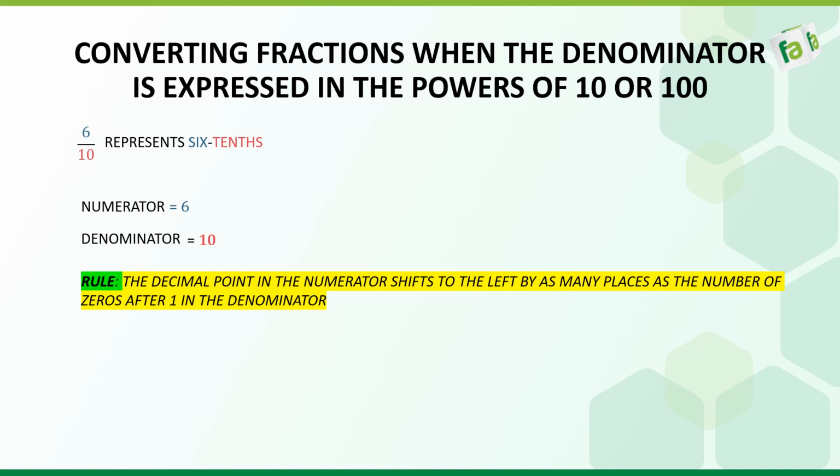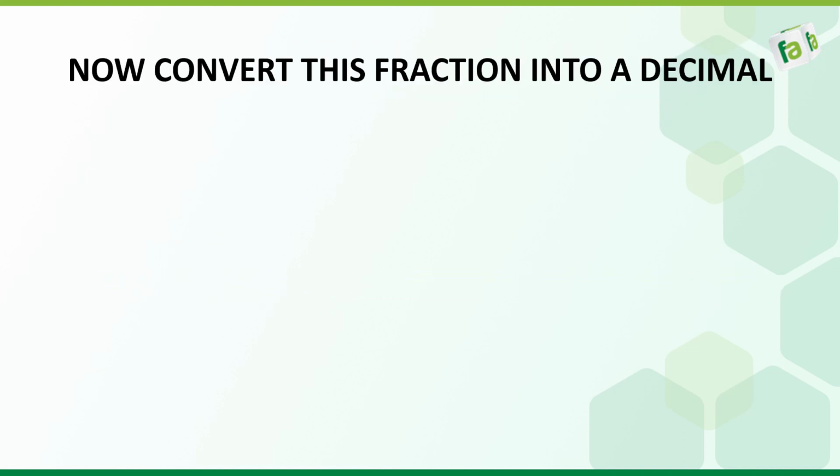Keeping this rule in mind, we put a decimal one place to the left of the numerator 6, since the denominator has only one zero in it. So, the final answer is 0.6. Let us take another example. Convert 20 by 100 into decimal form step by step. Again, just follow the same procedure, keeping the rule in mind. I encourage you to work on this question on your own.